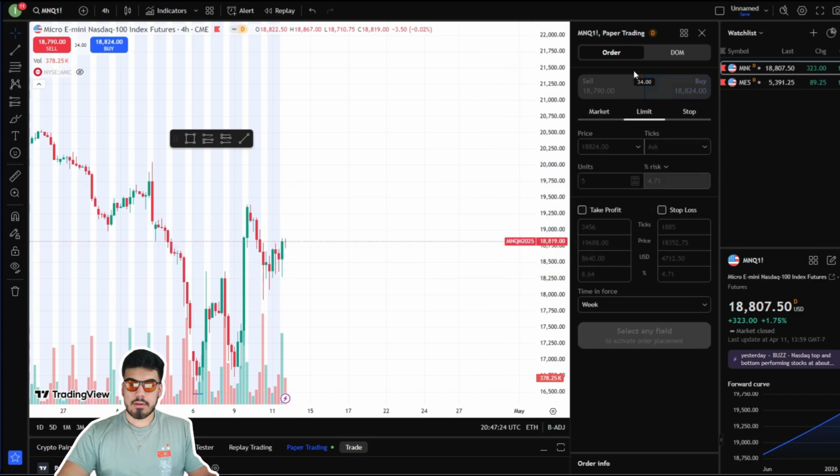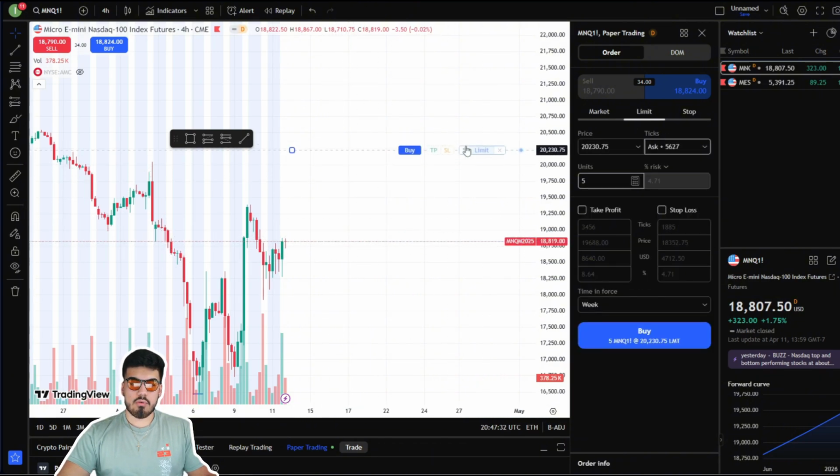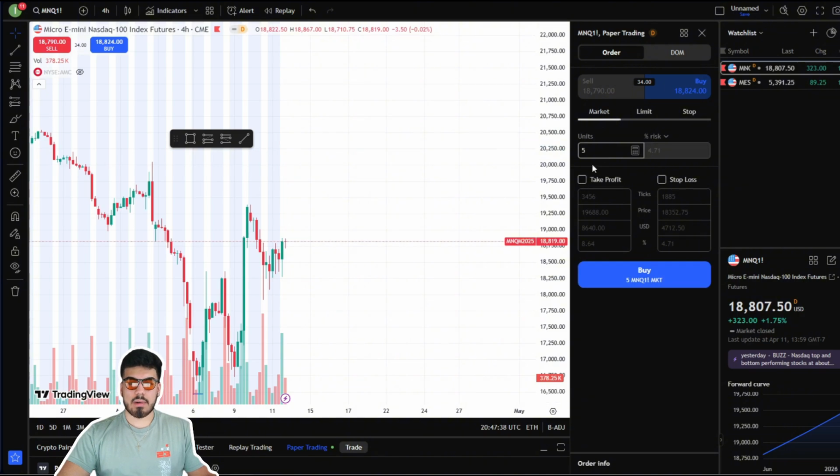Simple. Buy and sell. Market, limit, and stop. Market means right when you click buy, your order gets filled. Limit, you place it wherever you want. And once the price touches that point, that's when your order gets filled. What you're going to use is market. That's what you want to remember. And you're going to use 5 units and less.